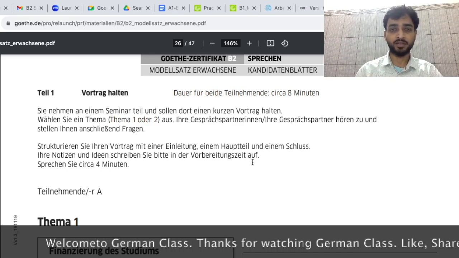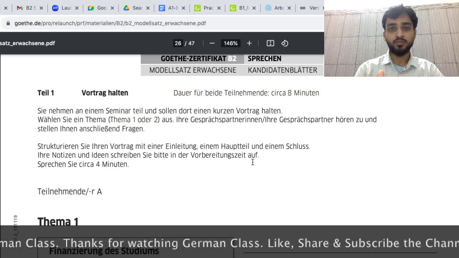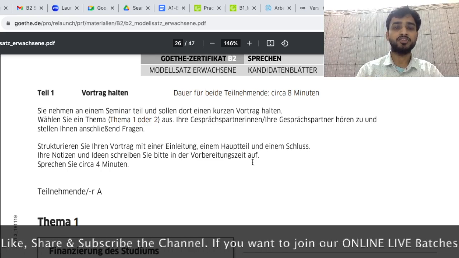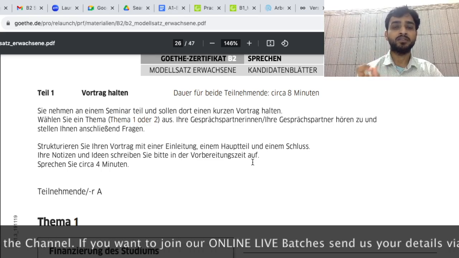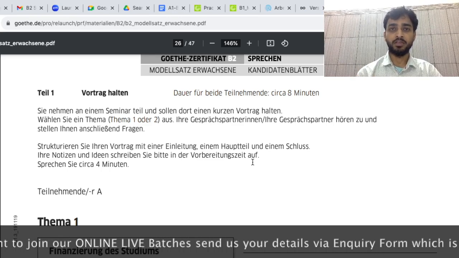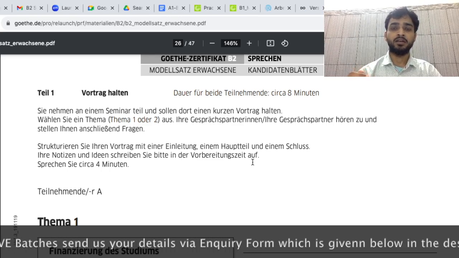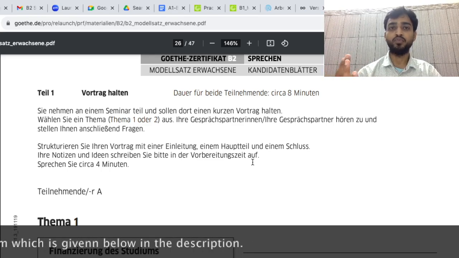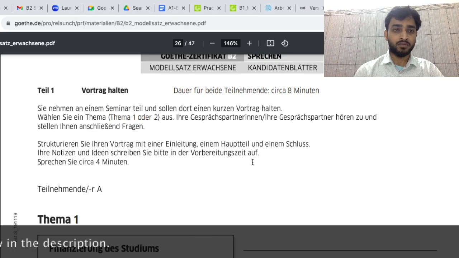You will get preparation time, but ensure that you will not write the complete speech, the complete Vortrag. You will just write the Stichpunkte. Only pointers are allowed. If you read the page, whatever you have written, and you speak, then you will lose marks. So this is: Sie nehmen an einem Seminar teil und sollen dort einen kurzen Vortrag halten.